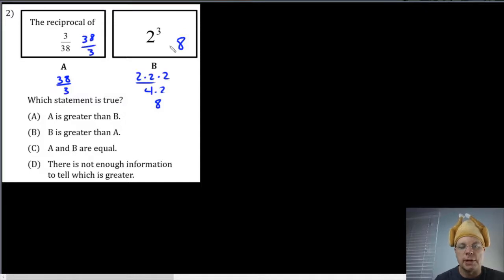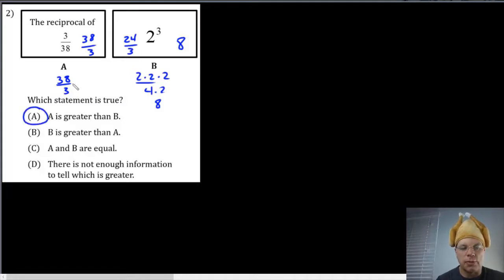Still not really easy to compare them though, because one is expressed as a fraction and one is expressed as a whole number. You could go 2 ways with this. You could express 8 wholes as thirds. I know each whole is 3 thirds, so if I have 8 3/3, that's 24 thirds. And then I would see that A is greater than B because 38 thirds is greater than 24 thirds.